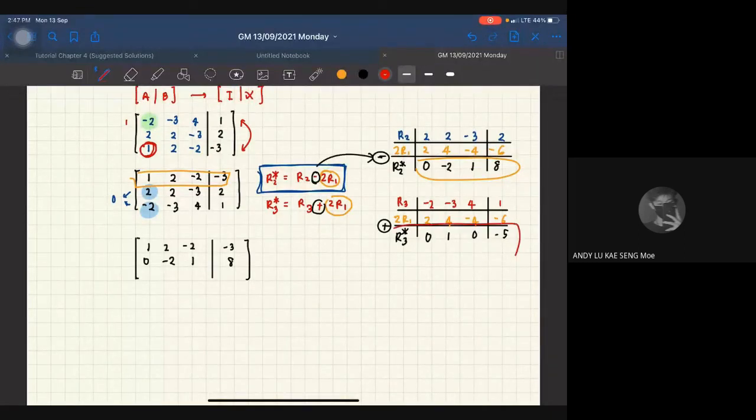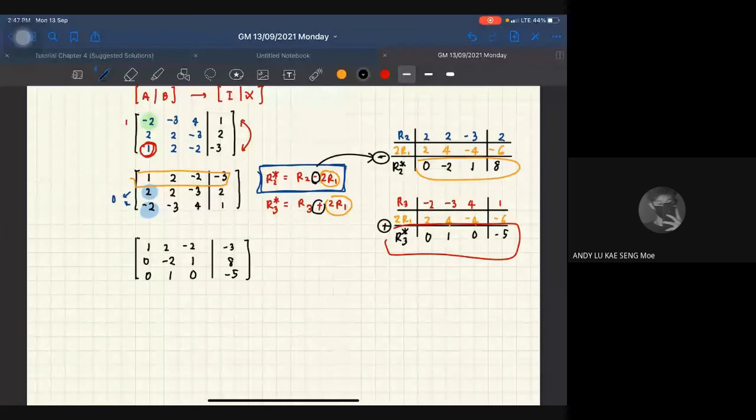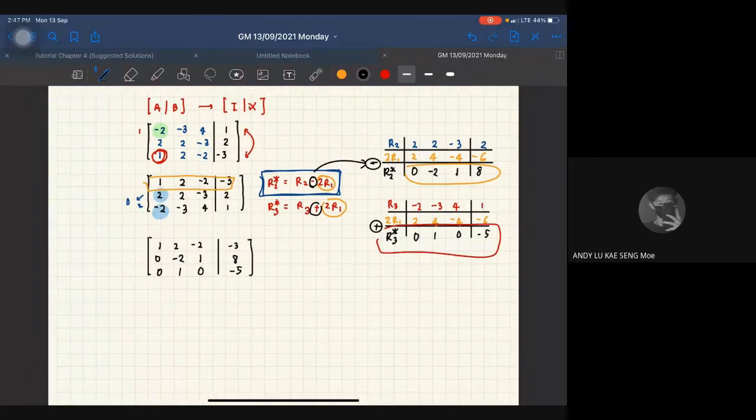No question? Tiada, Miss. Okay, so saya teruskan. Okay, so next step kita is sekarang kita dah settle. Dekat sini dah settle. So our first column dah jadi dalam bentuk 1, 0, 0. Okay, so second column pula.